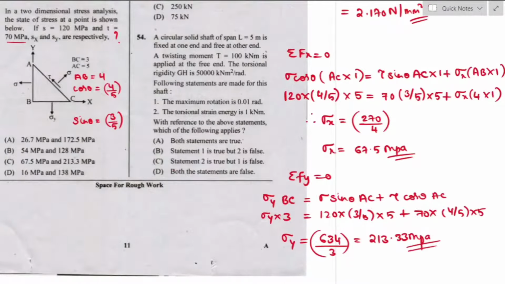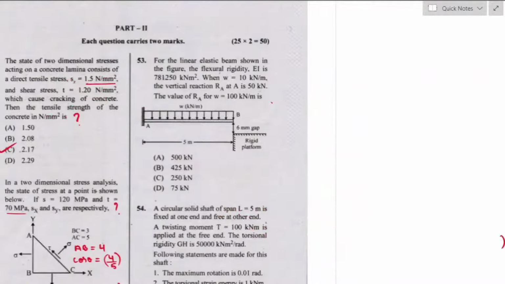So the right answer is option C. Question number 53. For a linear elastic beam shown in the figure, the flexural rigidity EI is equal to 781,250 kN meter square. When the intensity of the load W is equal to 10 kN per meter, the vertical reaction RA at point A is equal to 50 kN. The value of RA for load W equal to 100 kN per meter is.